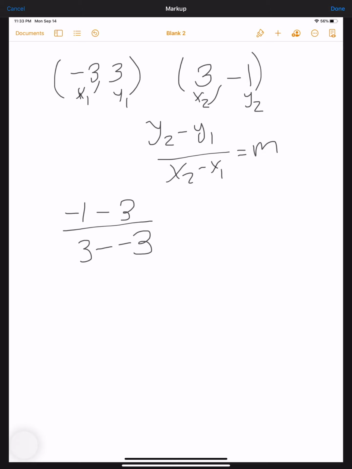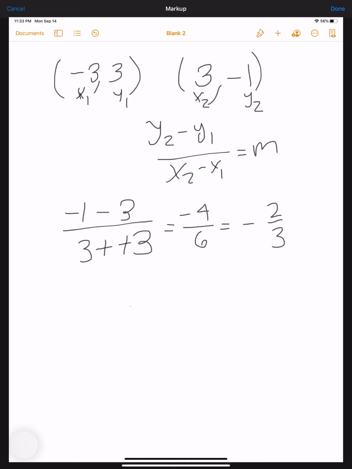And again, we know that when we have two negatives, they become a positive. So that's the first thing I'm going to do right quick so that I don't forget to change that. So now I have -1 minus 3. That gives me a -4. And I have 3 plus 3. That gives me a 6. It's going to be negative, but we can simplify this because both numbers are divisible by 2. So we got 2/3. So -2/3 is our slope.